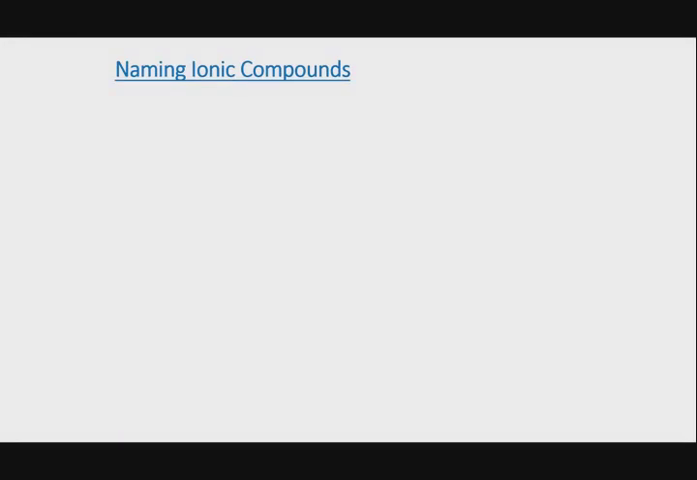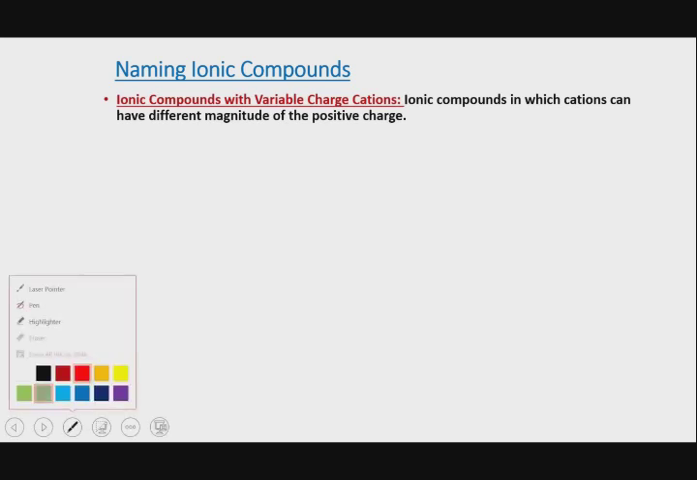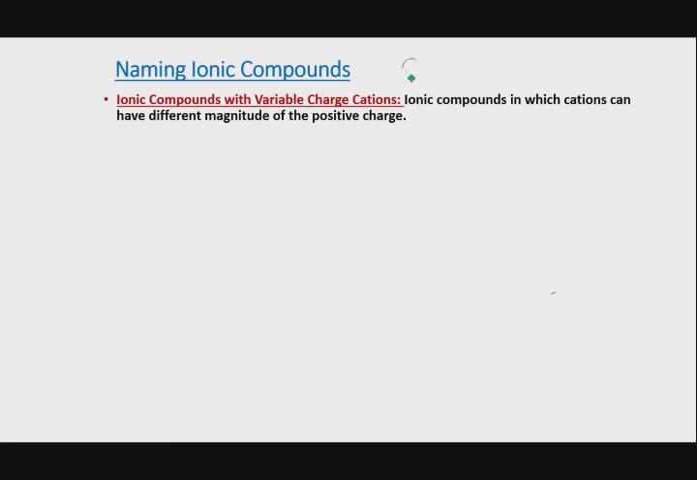In this session, we will learn how to name ionic compounds that have variable charge cations. In other words, those compounds in which the magnitude of the positive charge on the cation can be different. For example, copper can actually make two different ionic compounds with oxygen. One of them is CuO, the other is Cu2O. What is the difference between these two compounds?